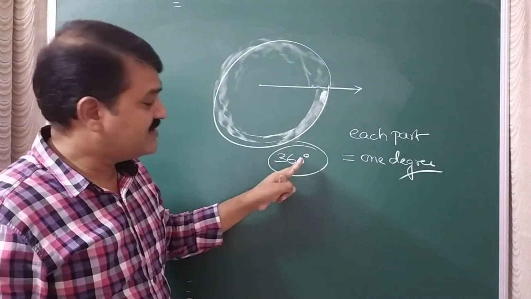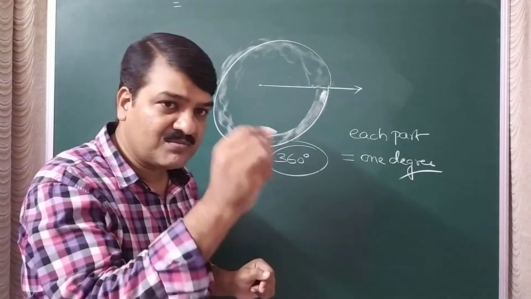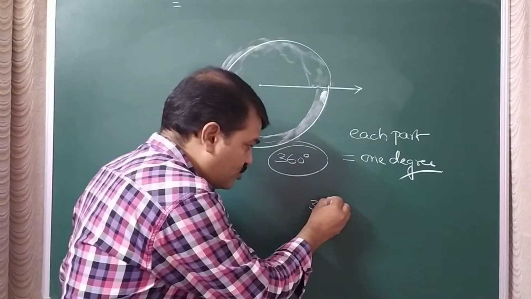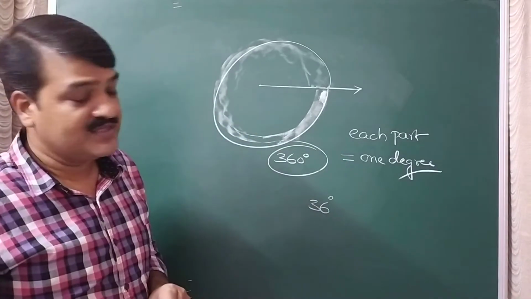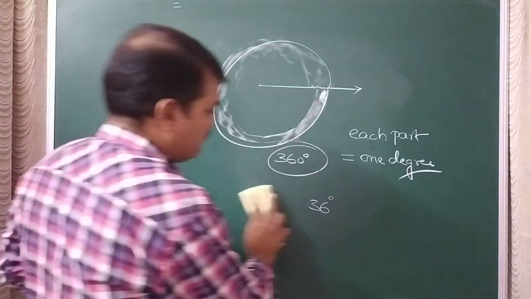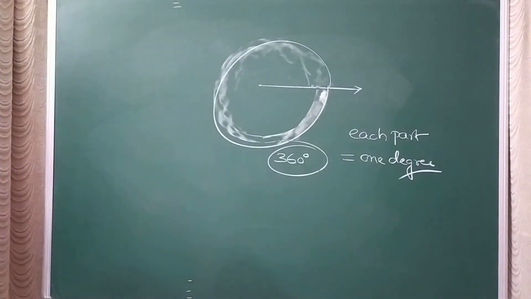This is the symbol we use for degrees: in the superscript, you write a small 0. So this is degrees, meaning just in the superscript we will write a small 0 like this. This is the symbol we are going to use for degrees. So this is the basic meaning of a degree.